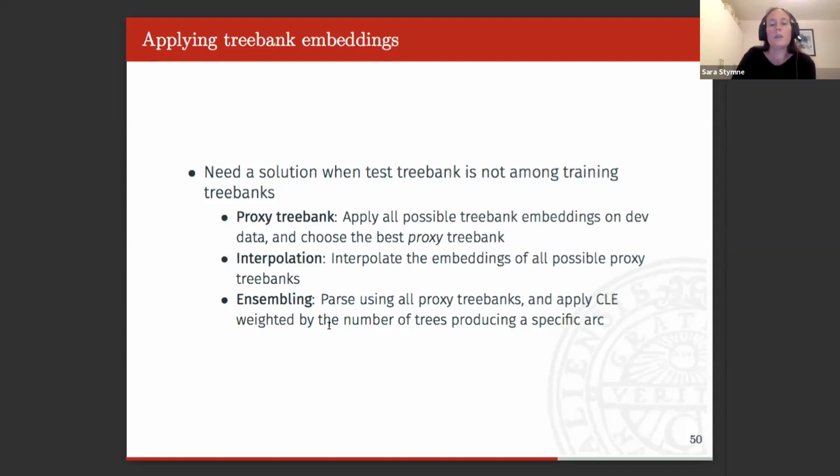And we also try ensembling methods. So we parse the test sentences using all proxy treebanks. And then on top of this, we apply the Chu-Liu-Edmonds algorithm, where we weight each arc by the number of trees that contain this arc. This is a much more computationally expensive method because we need to parse the test data multiple times and then also apply a CLE pass.